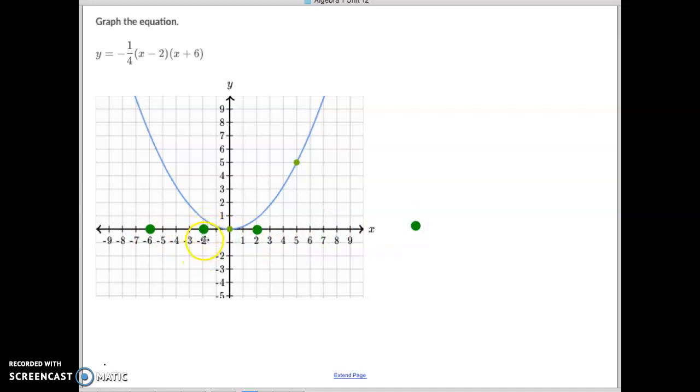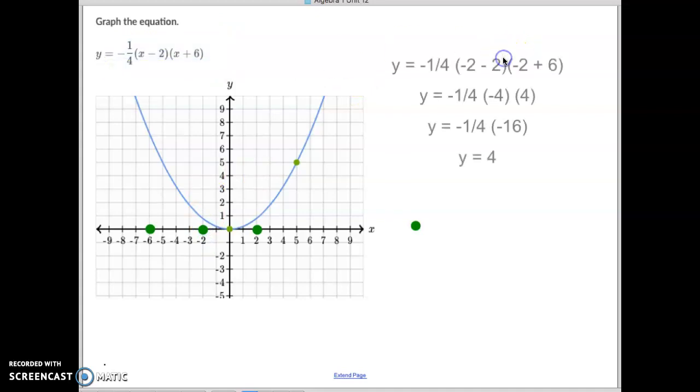We know that's the x-coordinate of my vertex. Again, we don't know if that'll be up here somewhere or if that will be down here. We've got to figure that out. So we know it's going to be -2. So I'm going to plug -2 in for x, and I'll do that right here. Here I've plugged -2 in for x. -2 and -2 makes -4. -2 and +6 makes +4.